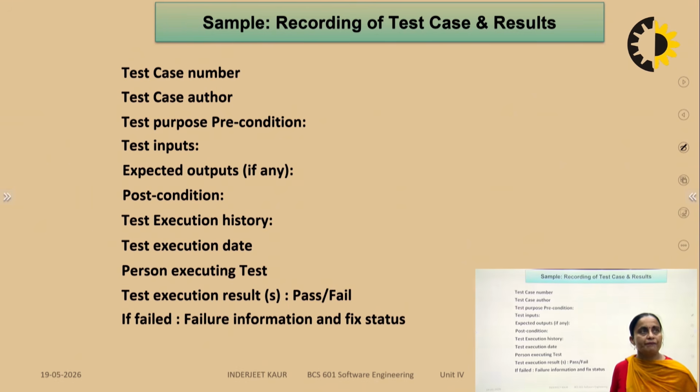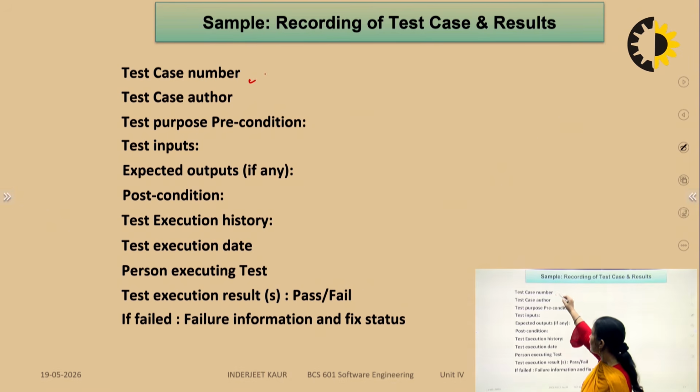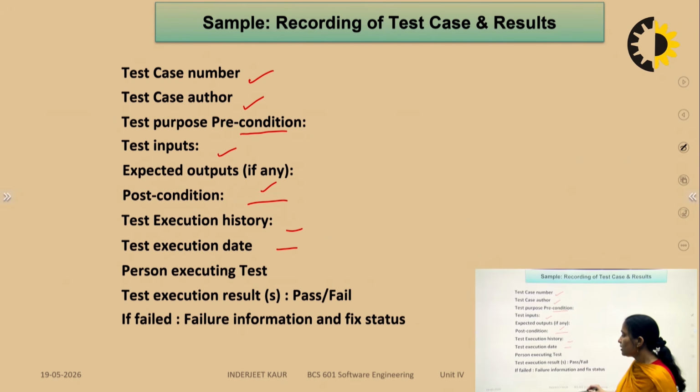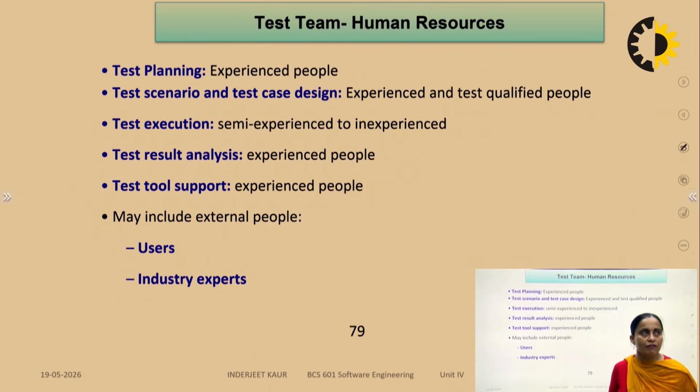So this is the sample for recording test cases and results. For every test case, we will give the number. There will be the author, particulars, the test purpose, preconditions, the input, expected output, the postconditions, the test execution history, execution date, who has done it, test execution result, that is, pass or fail, and if it has failed, then what is the information and how we have fixed it.